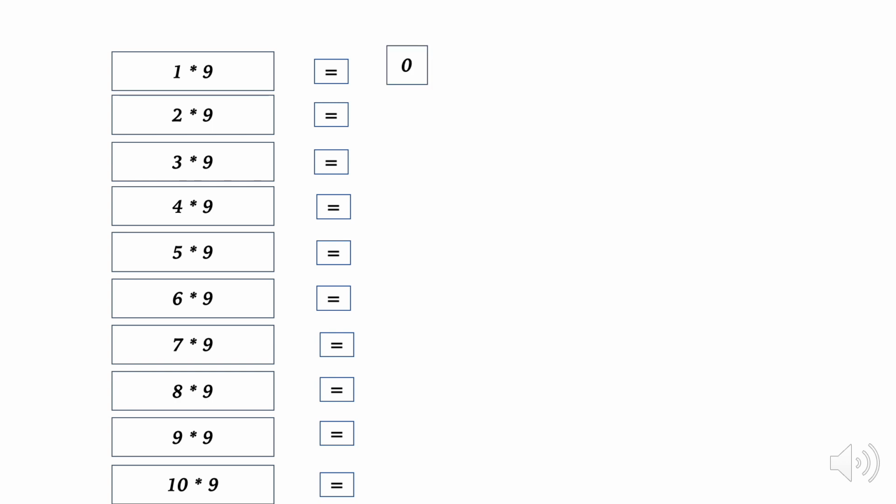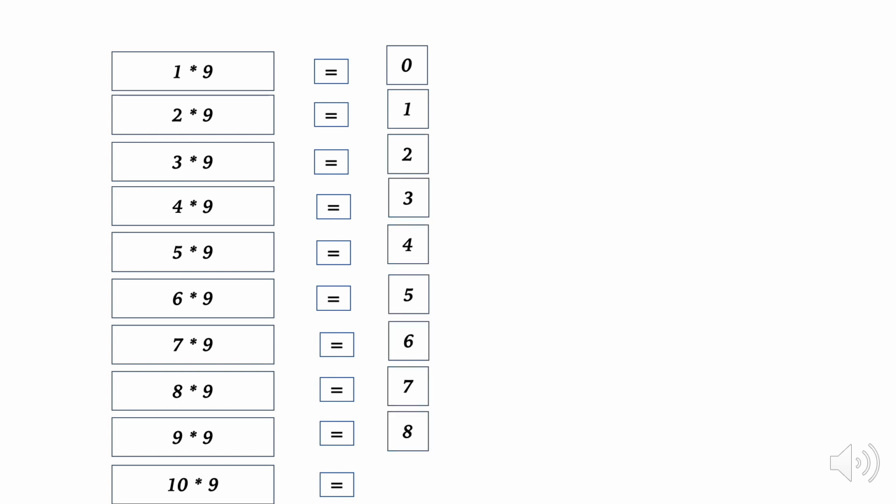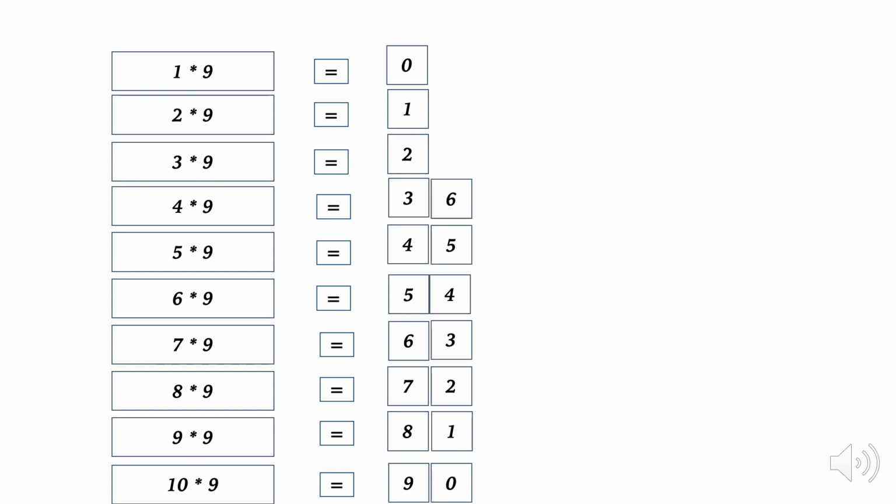The first step is to write numbers from 0 to 9. The second step is also the same. Just write the numbers backwards. That's it! Isn't that easy?